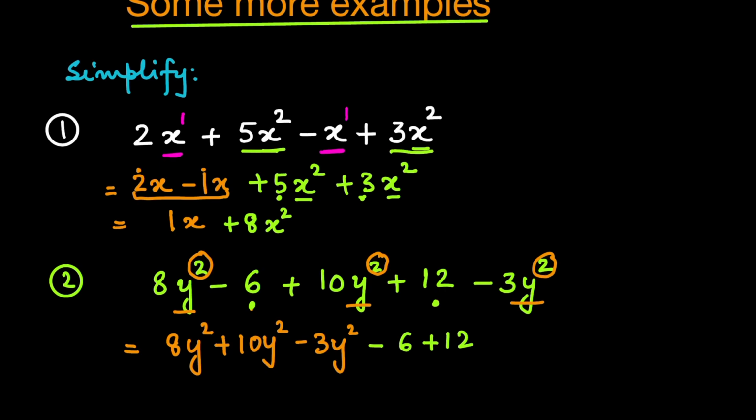So the first three, these are the like terms. So how do we add it? So all have y as the variable, 2 as the exponent, and then we look at the numbers. So 8 plus 10, 18 minus 3 is 15. So we get 15y square as the answer for this. And for these two terms, these are just constants. We know that we can add or subtract the constants as per their signs. So minus 6 and plus 12 will be plus 6. So this is the way we simplify these kind of questions.